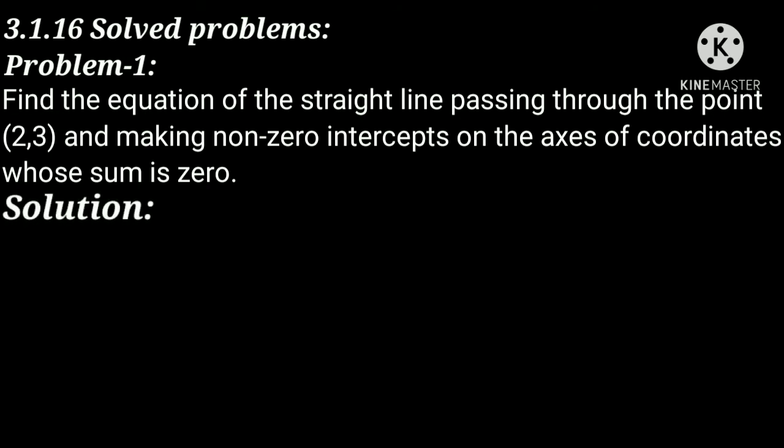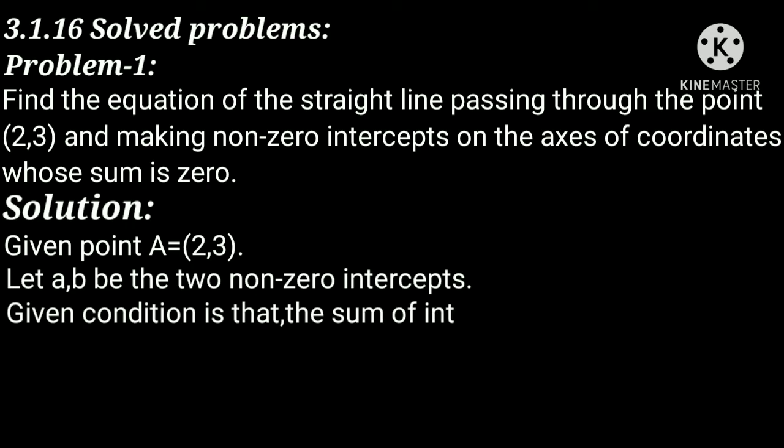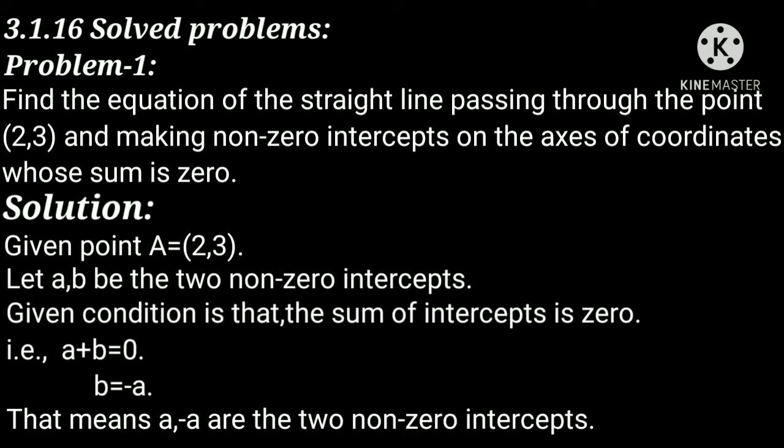Solution. Let us assume the given point A equal to (2, 3). Let a, b be the two non-zero intercepts. The given condition is that the sum of intercepts is 0, that is, a plus b equal to 0. From this, b equal to minus a. That means a and minus a are the two non-zero intercepts.